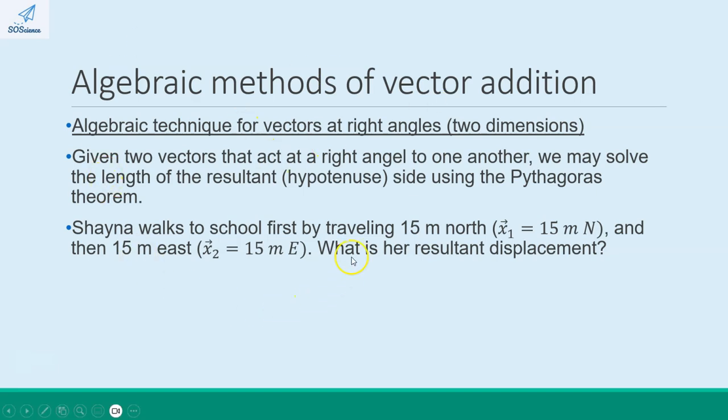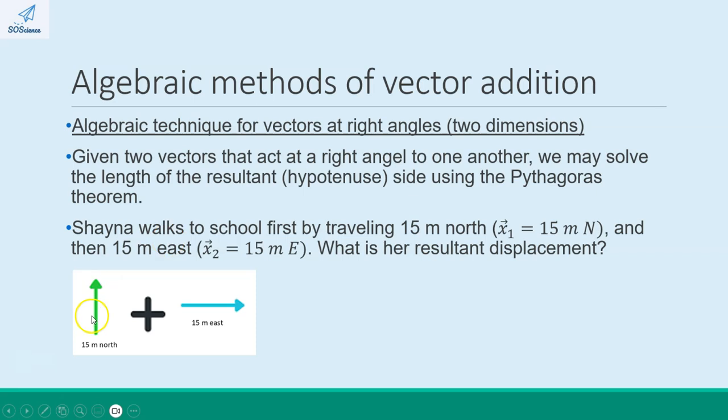Shayna walks to school first by traveling 15 meters north. This x over here represents displacement, which is measured in meters. Remember that displacement is the distance traveled from point A to point B in a straight line. And then 15 meters east, which is represented by x2, which is the second displacement vector. What is her resultant displacement?